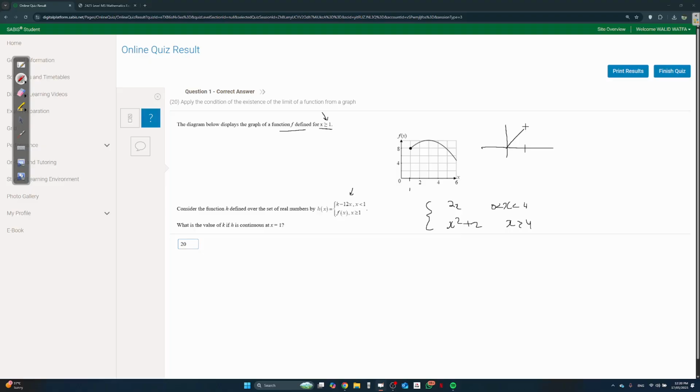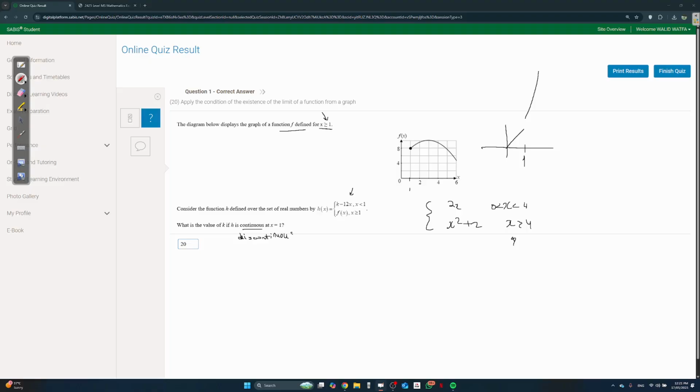So how would it look? It would look kind of like this. Over here at 4, this is what we call a piecewise function, where it kind of switches. Piecewise functions can either be continuous or discontinuous.